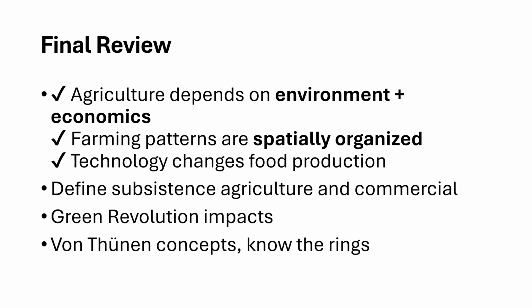One quick final review: agriculture depends on the environment and economics to grow what you can grow, what you can afford. Farming practices are spatially organized, whether they be clustered, linear, dispersed. Technology changes food production. The second agricultural revolution, adding machines. The green revolution, adding chemical products.